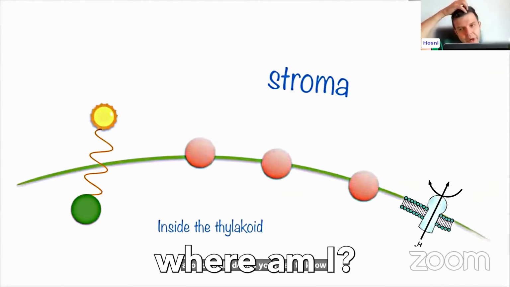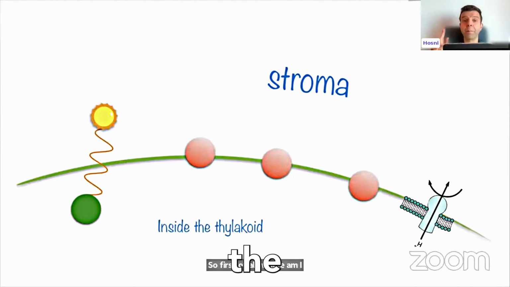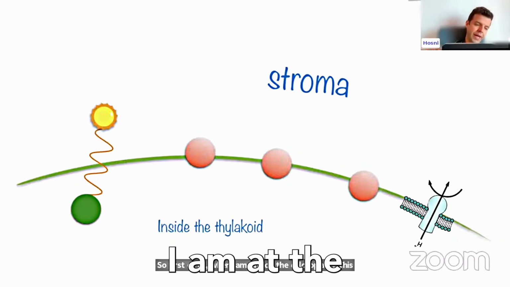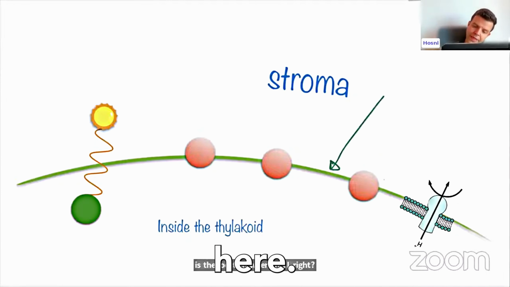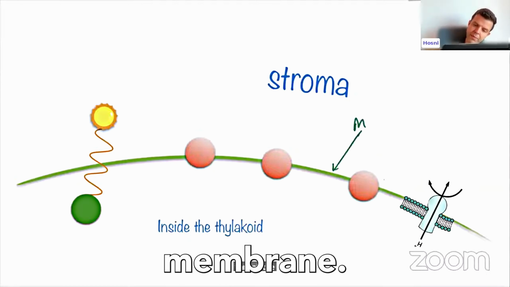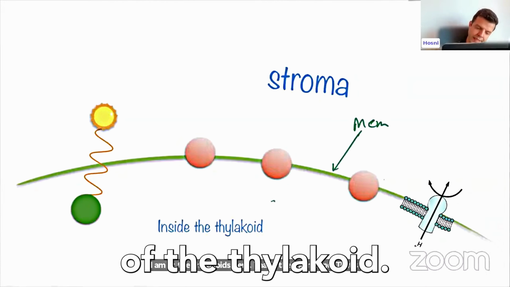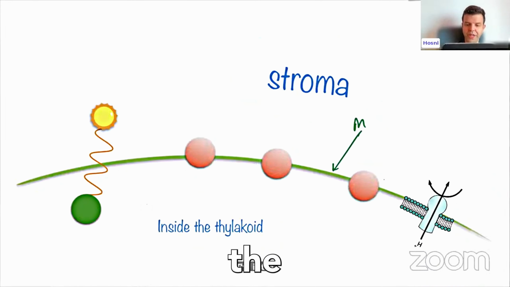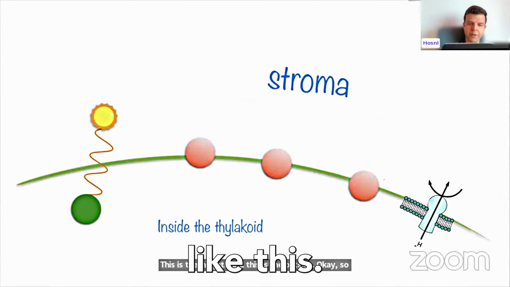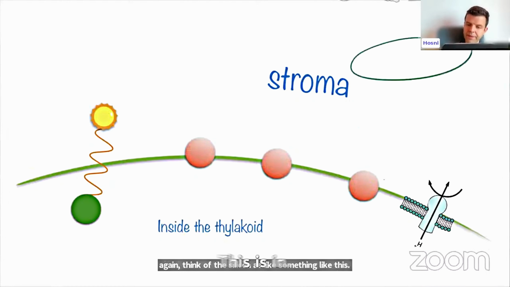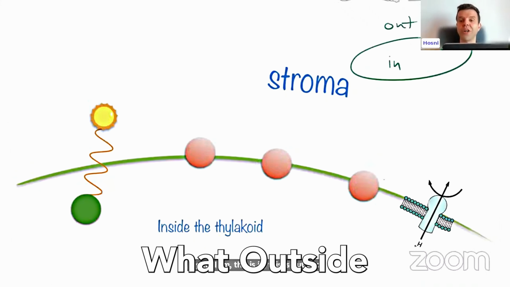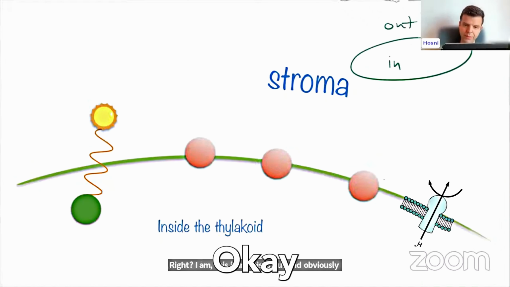First of all, where am I inside the chloroplast? This is the location where I am, right? I am at the thylakoid here. That's the membrane, so that's the membrane of the thylakoid. This is the inside, and this is the outside. Think of the thylakoid as something like this, right? This is in, this is out, and obviously outside is going to be the stroma, okay?